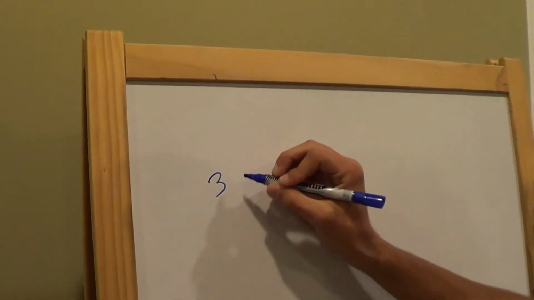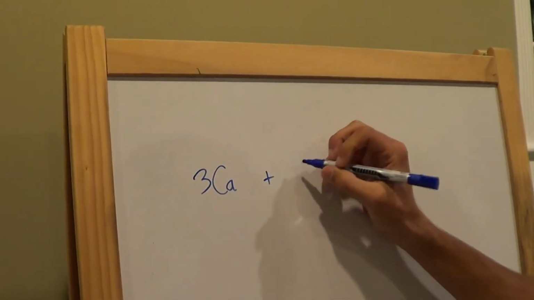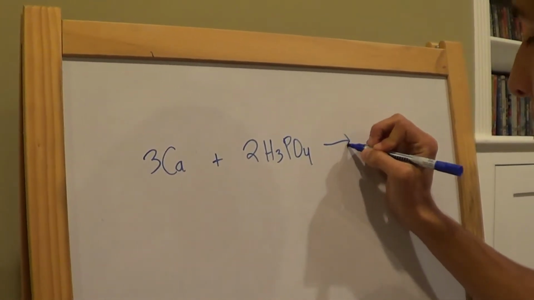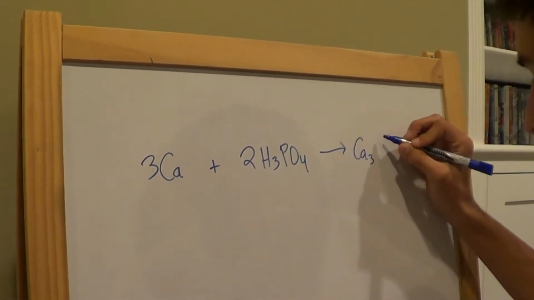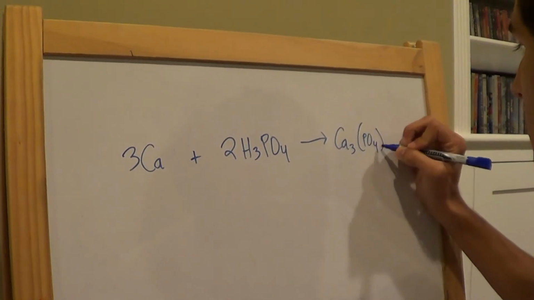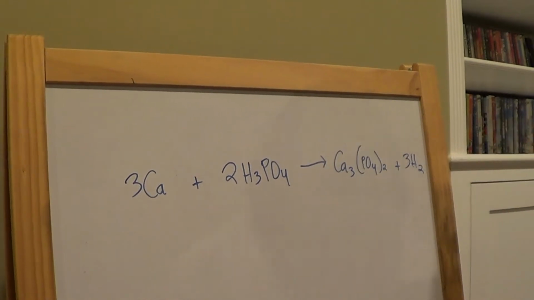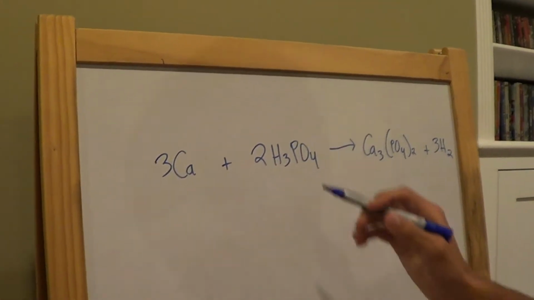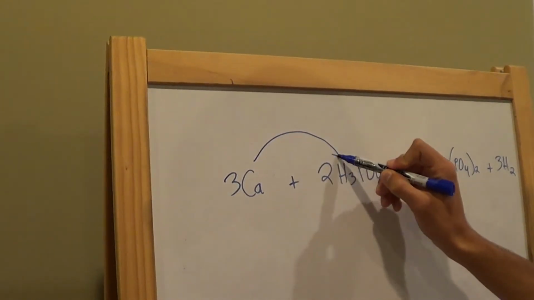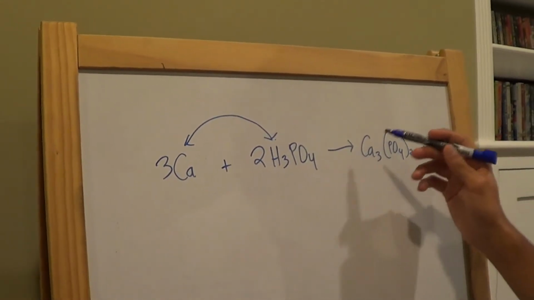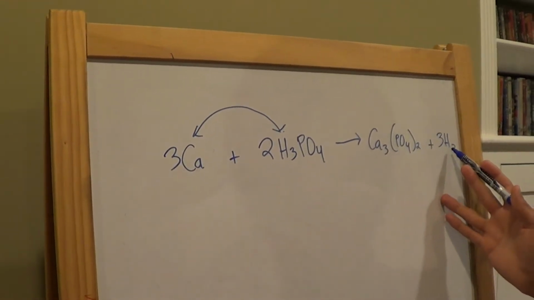So now we're gonna go on to single replacement reactions. So an example of one of these would be 3 calcium plus 2 hydrogen phosphate yields calcium phosphate plus 3H2. So basically, this calcium and the hydrogen are going to switch places, and you're going to end up with calcium phosphate and then hydrogen by itself.